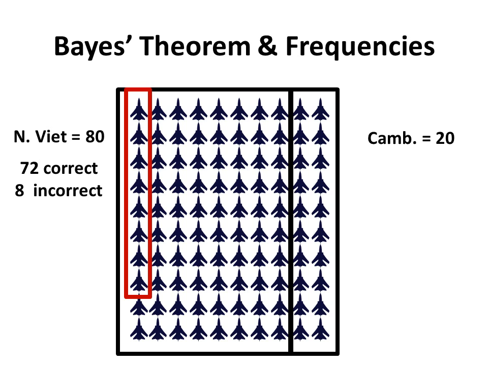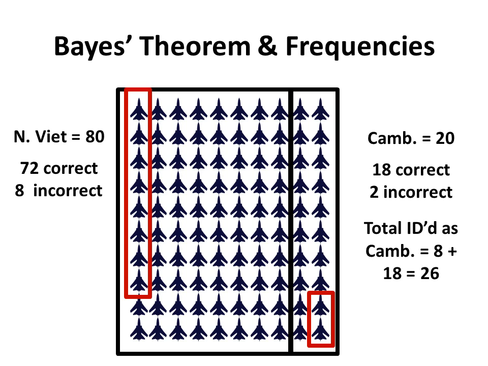Now let's apply his accuracy rate to the other side. There's 20 jets that he will see, let's suppose, that are Cambodian. 90% of the time, he will get things right. Well, 90% of 20 is 18. So 18 of the Cambodian jets will be correctly identified as Cambodian, but 10% will be incorrectly identified as North Vietnamese. Okay?